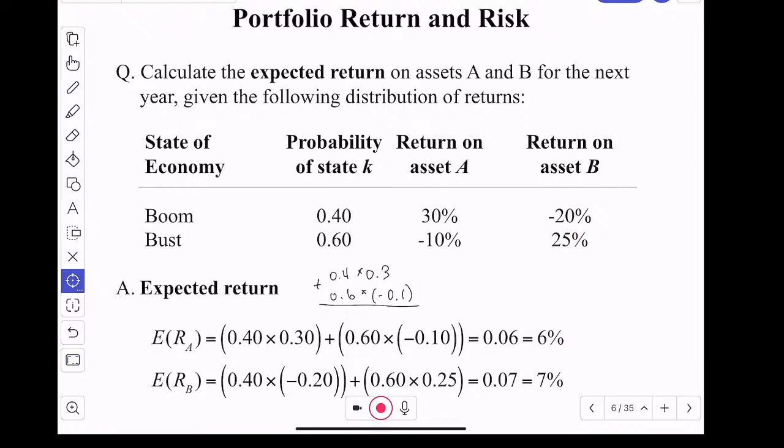And then the same thing for B. Let's take the column here and multiply it by this column. And you'll get 7%. So individually, they have about the same return, though B gives a higher return. You can also think about assets that correlate with the market and assets that are negatively correlated with the market. So we'll talk about that later too.